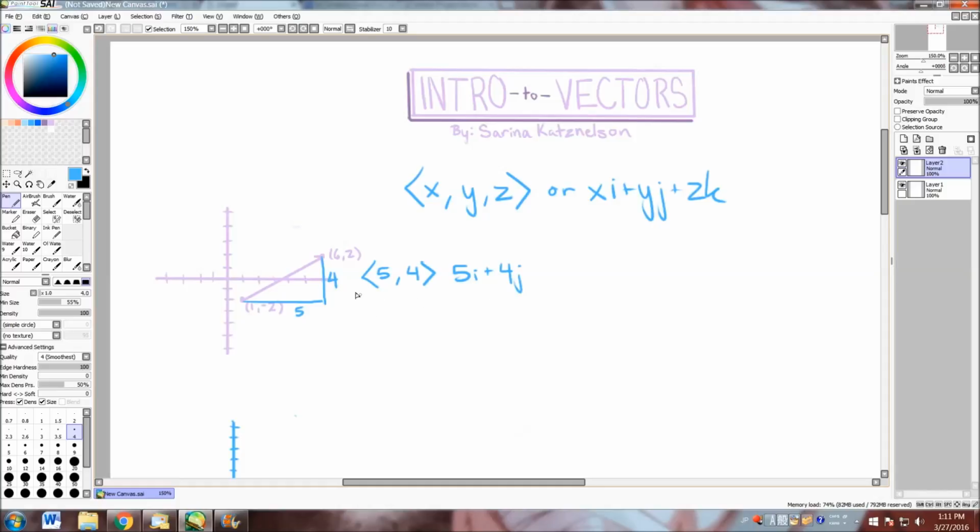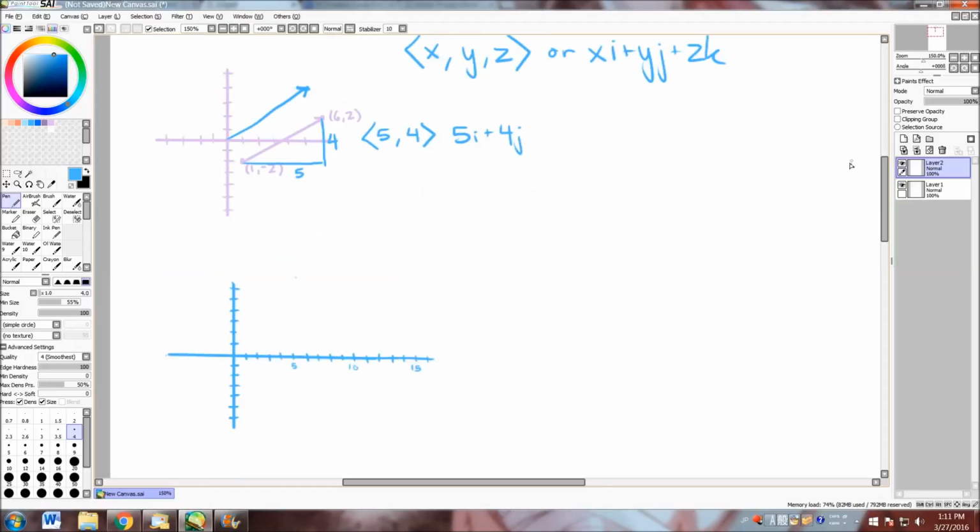The only problem with this is that it doesn't tell us where our vector starts. But this isn't really a problem, because if we graph this vector, it is the same as this one, only moved. All that matters is that it has the same slope and the same length, or the same direction and magnitude.